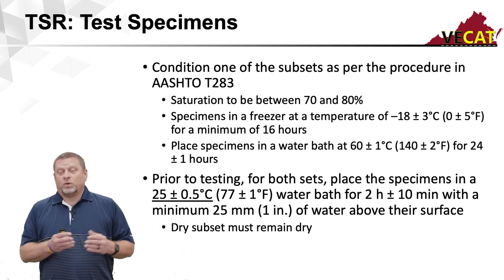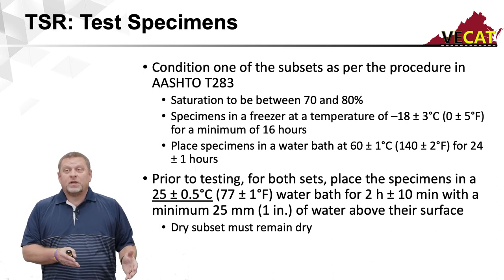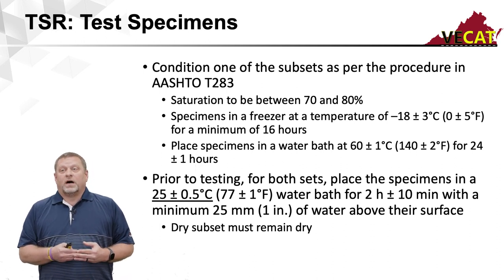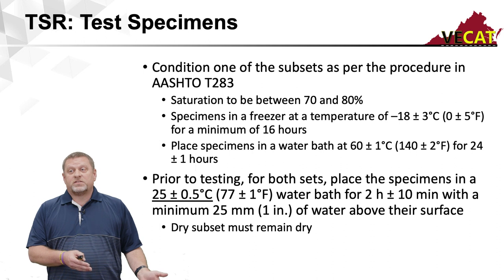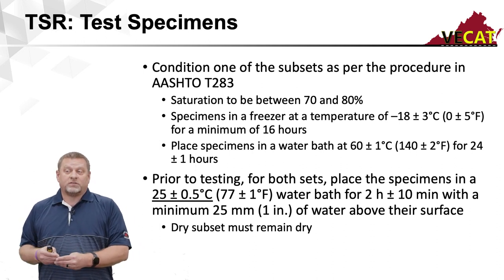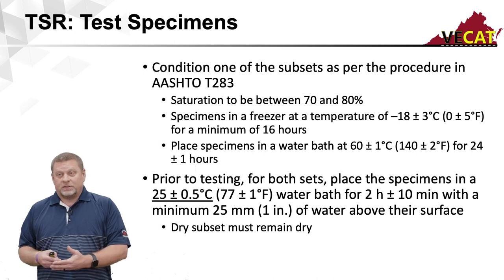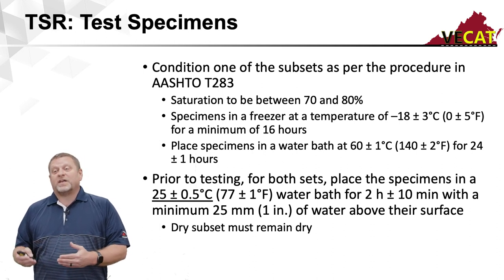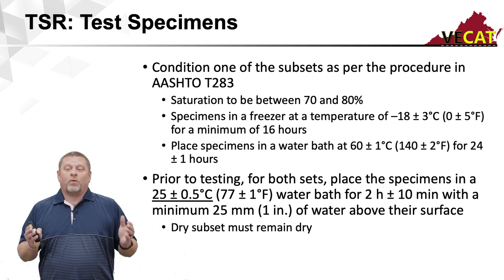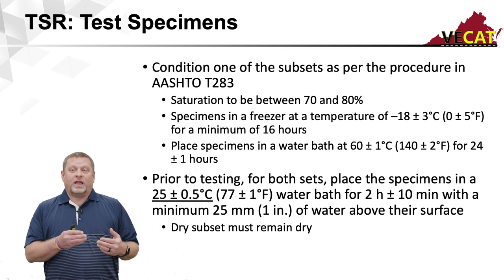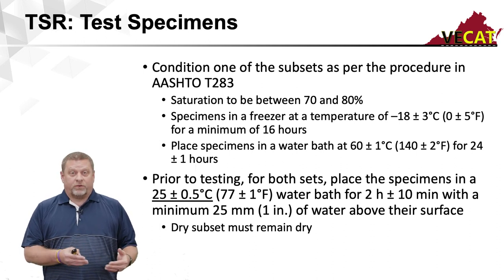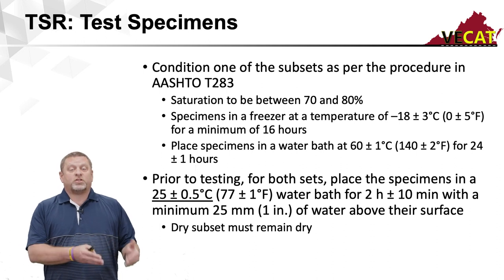Once we've saturated this set of specimens, we're going to put them in a freezer for a minimum of 16 hours. After 16 hours in the freezer, they'll go in a hot water bath, as I like to call it, which is 60 degrees Celsius, for 24 hours. Then, prior to testing these specimens, after multiple days of conditioning, I want to put them in a water bath at 25 degrees Celsius. They'll be in there for 2 hours.